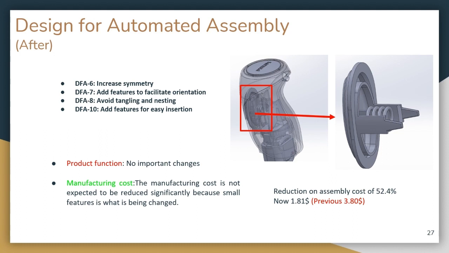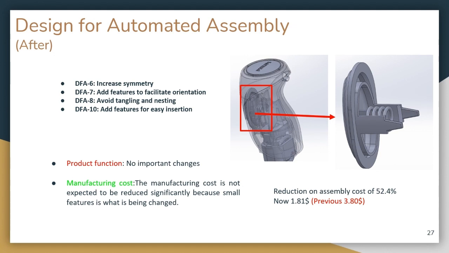Regarding the product function, it didn't have any important changes. And the manufacturing cost was reduced a little bit, but not big changes to take into account. We can see how the new redesign got us a final price of $1.8. That is a reduction of 52.4% from the previous design.